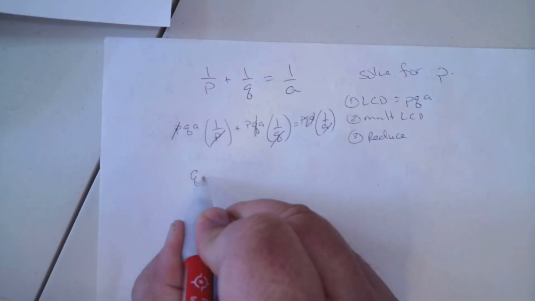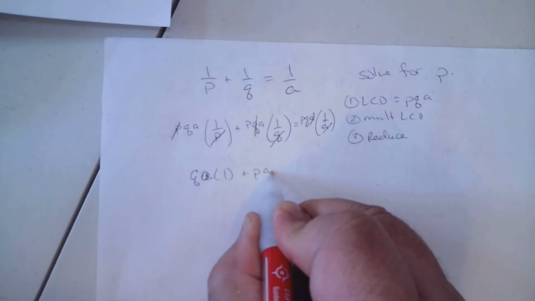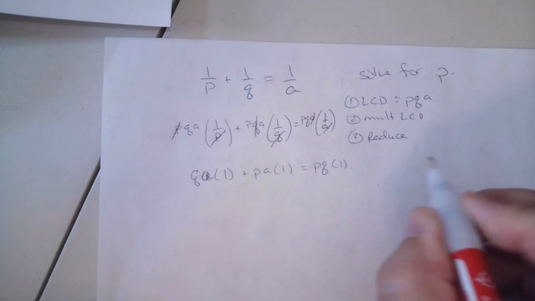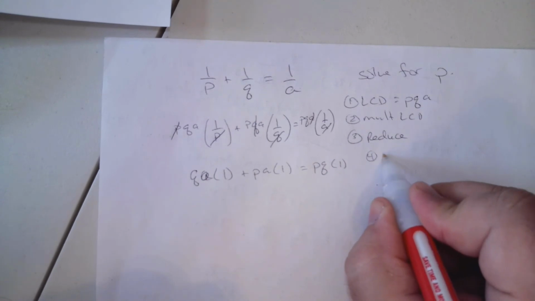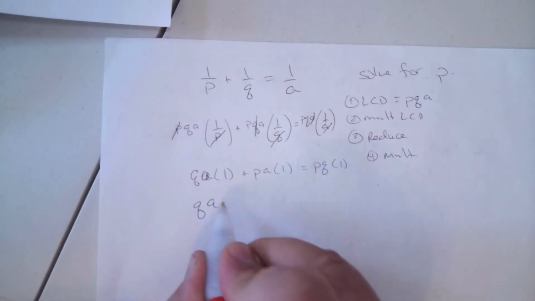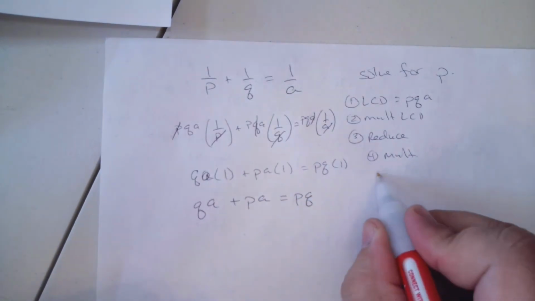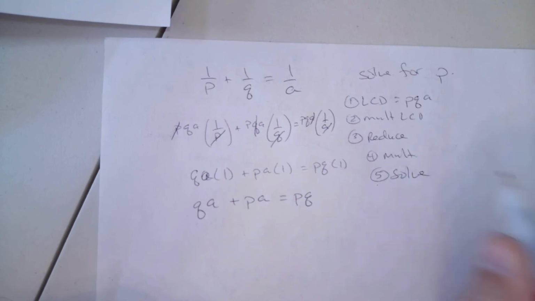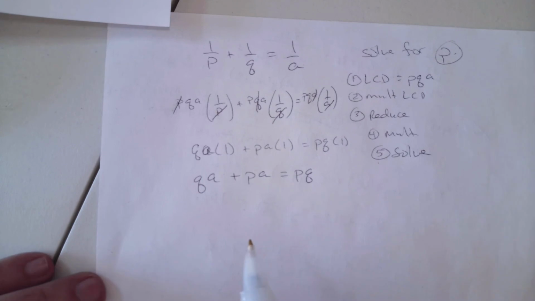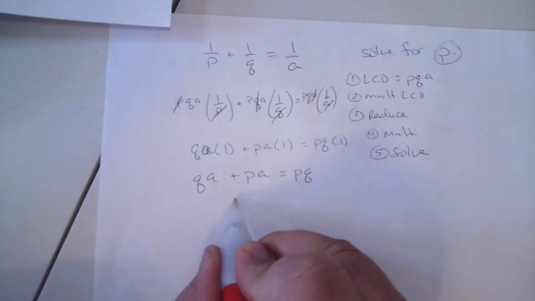So we have QA times 1 plus PA times 1 equals PQ times 1. Multiply to remove the parentheses, so it's QA plus PA equals PQ. And now we solve. Remember, we're trying to get P by itself. Since we have P's on both sides, we have to get all the P's on one side.